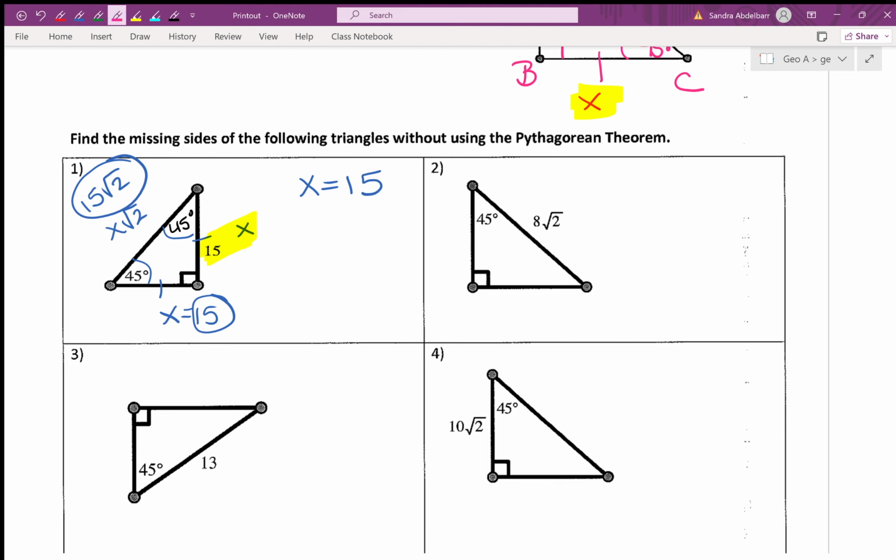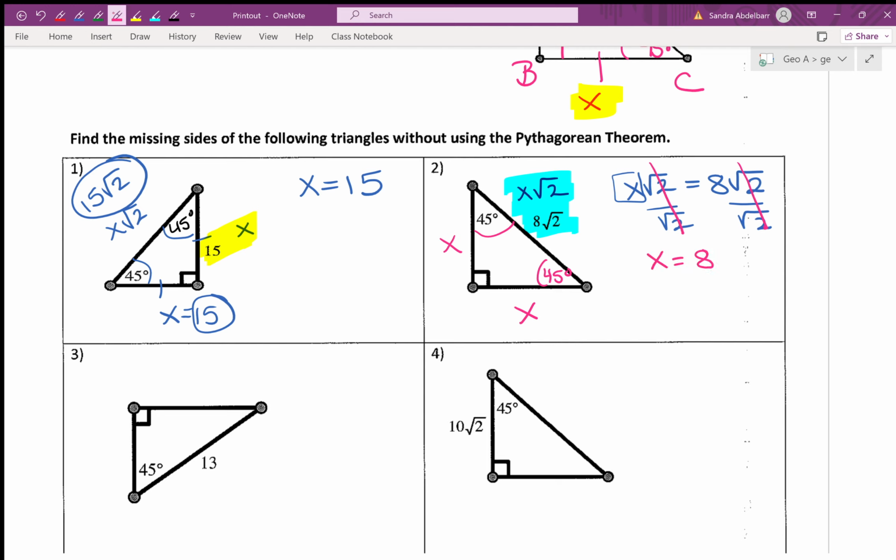All right, number 2. Again, we're dealing with a 45, 45, 90. Across from the 45s are x's. Across from the 90 is x root 2. You take the side that has a variable expression and a side length, and you set them equal to each other. So x root 2 equals 8 root 2. We need to solve for x, so we divide by root 2. But what happens to the root 2's on both sides? They cancel. Good. So x equals 8. So that means both side legs are 8. We already have the hypotenuse, which is 8 root 2. We're not plugging in.